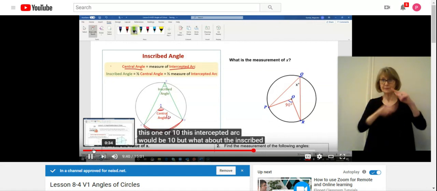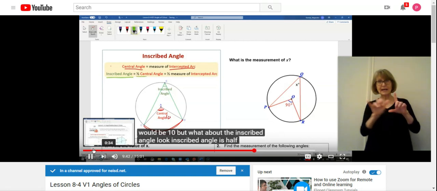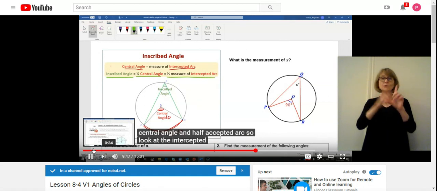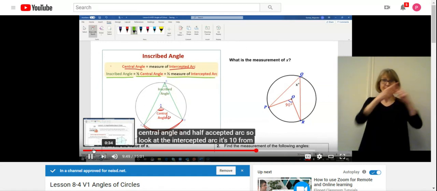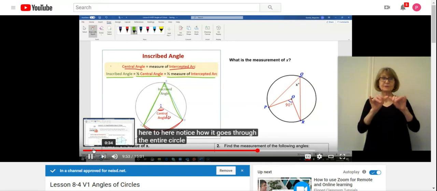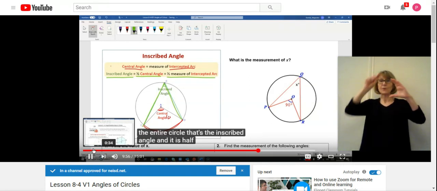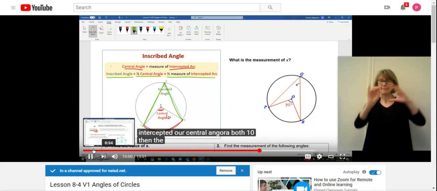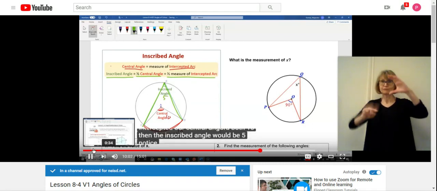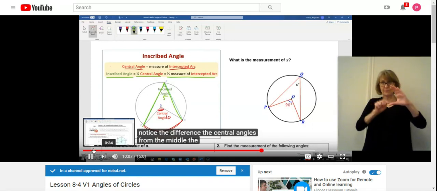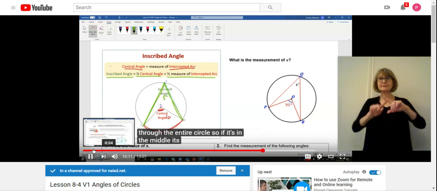But what about the inscribed angle? Look, the inscribed angle is half the central angle and half the intercepted arc. So if the intercepted arc is 10 from here to here, notice how it goes through the entire circle. That's the inscribed angle, and it is half of it. So if the intercepted arc and the central angle are both 10, then the inscribed angle would be 5. Notice the difference. The central angle is from the middle, the intercepted arc goes through the entire circle. So if it's in the middle, it's equal.